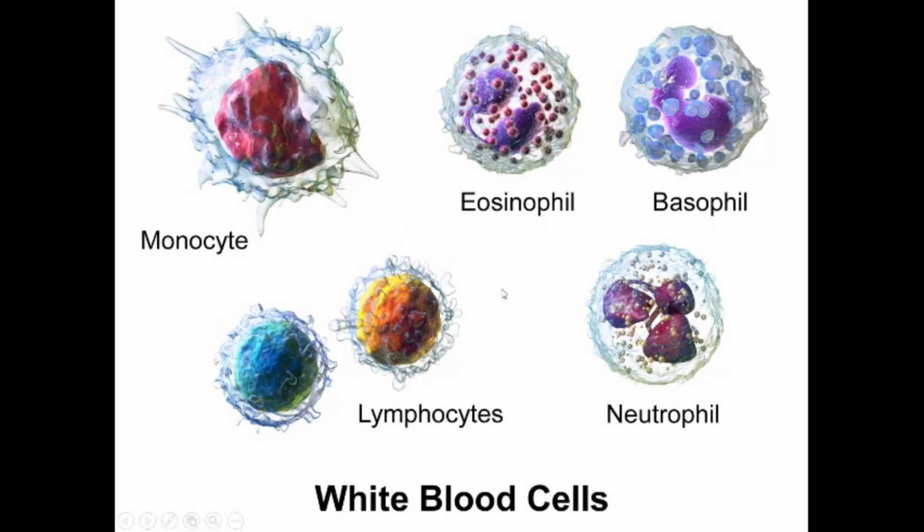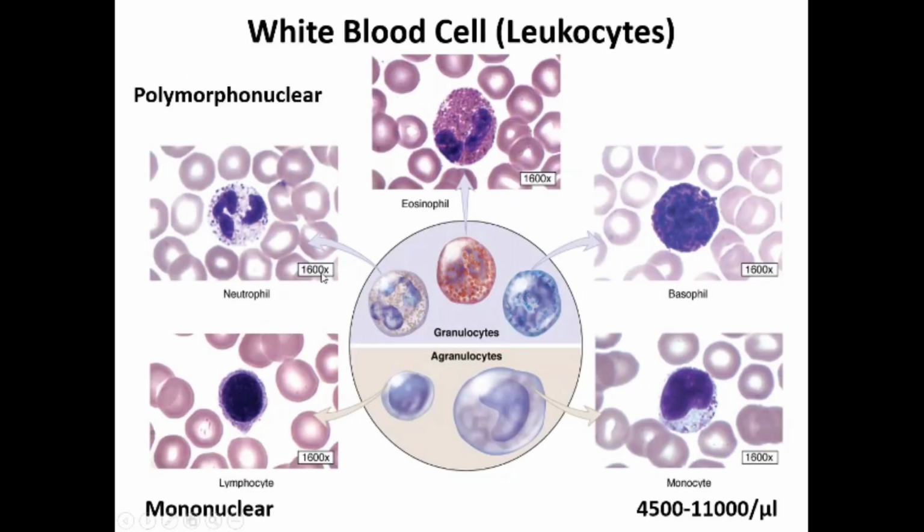Let's go to understanding another group of cells within the blood, the white blood cells or leukocytes. Leuko means white, cyte means cell, again white blood cell. Monocyte, eosinophil, basophil, lymphocyte, and neutrophil.